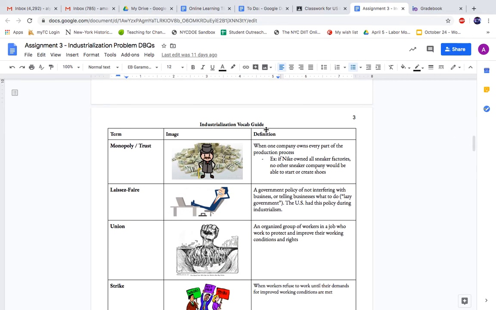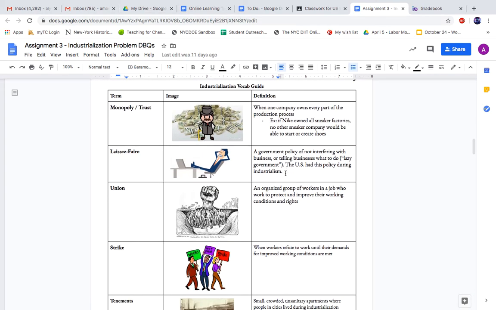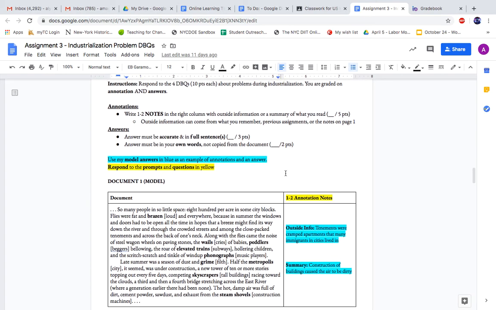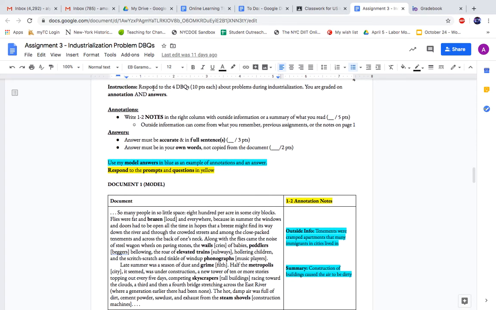On the next page is a vocab guide if you need it while you're working, okay, with relevant vocab words. But what you are going to do is respond, starting from the instructions up here, you're going to respond to the 4 DBQs about problems during industrialization. And remember, you're being graded on your annotations and your answers.